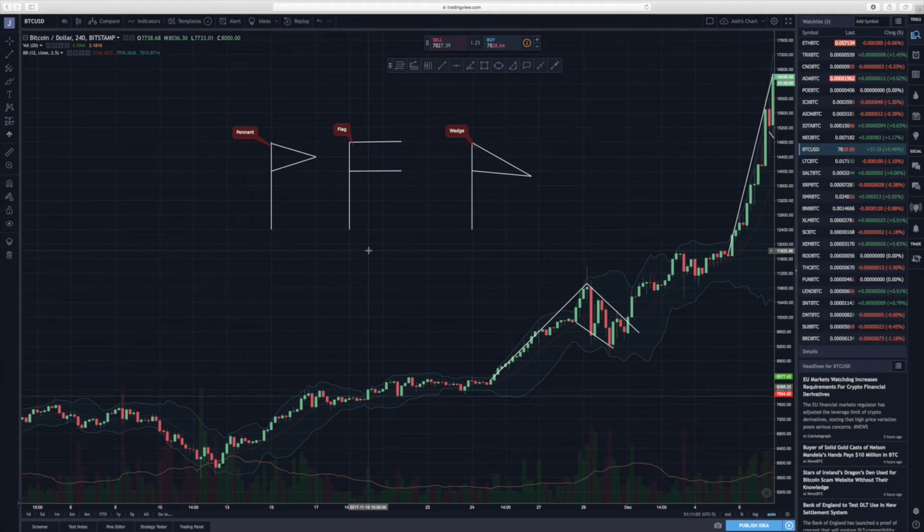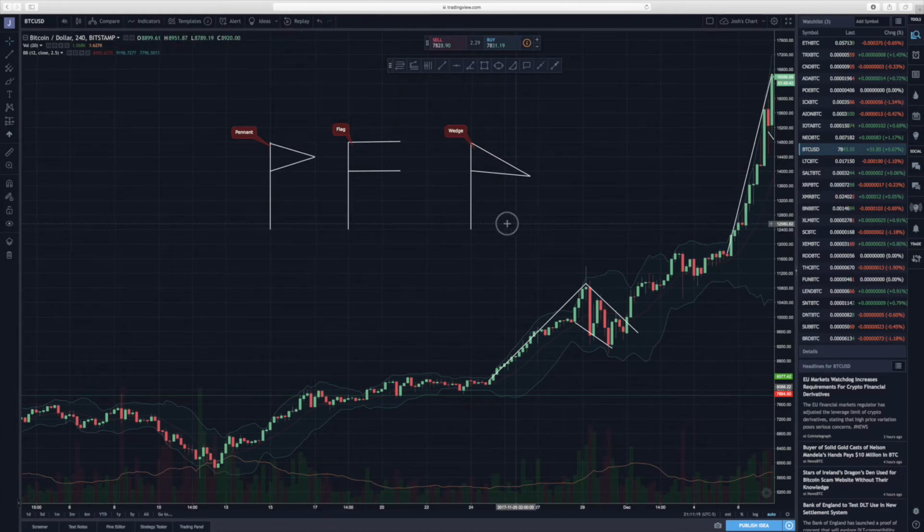So yeah, like I said, we have the two types, the bullish and the bearish, and that just depends on whether the trend is initially going up and then does the price formation, or if it's coming downwards and then does the price formation. So let's go through and look at some examples.